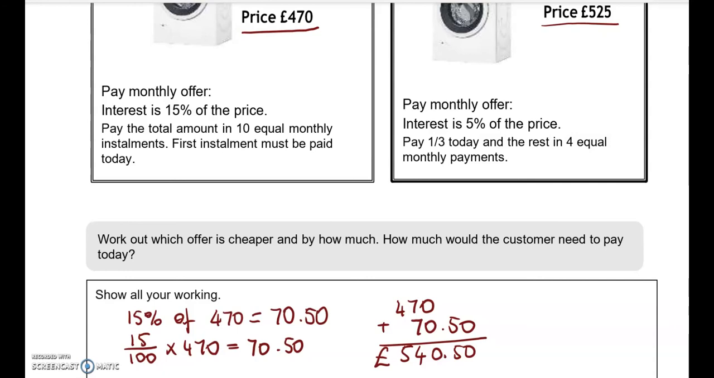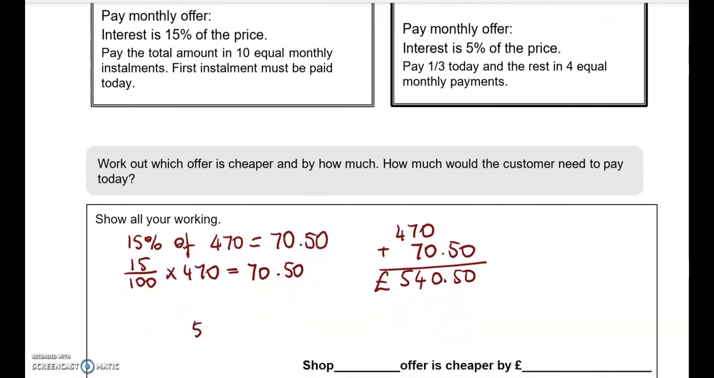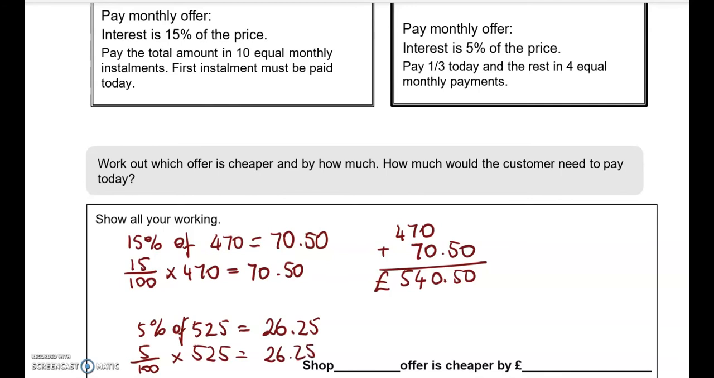Now the second one is 525, and it's 5% of it that will be paid on top. So £26.25. So we'll add it to the 525.